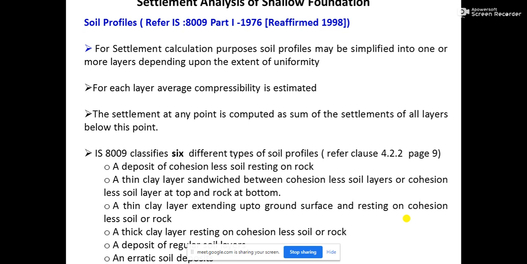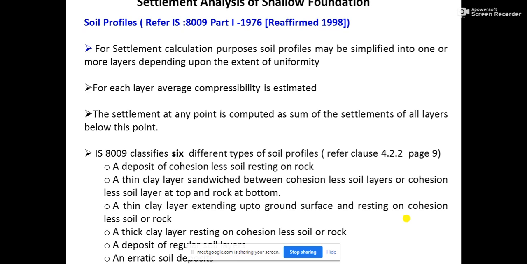The soil is completely resting on rock. Basically, a sandy soil profile is resting on a rocky stratum. So if a deposit of cohesionless soil is resting on rock, and if that soil is loose in nature, then in such soil you may expect only immediate settlement. A deposit of cohesionless soil resting on rock means it is granular soil, it is cohesionless soil. So the only settlement you can expect in such soil is what is called immediate settlement.